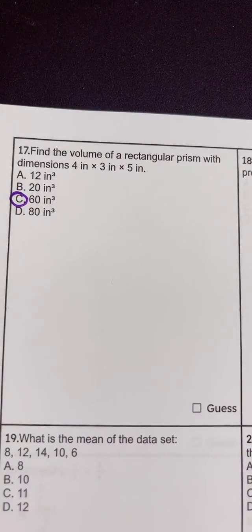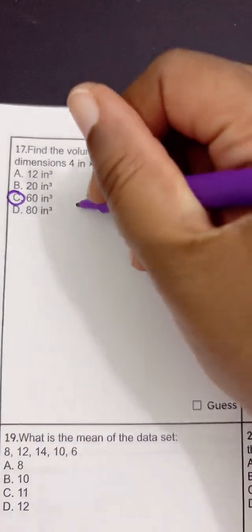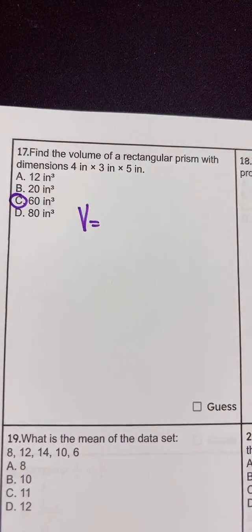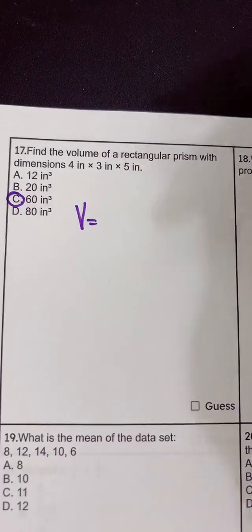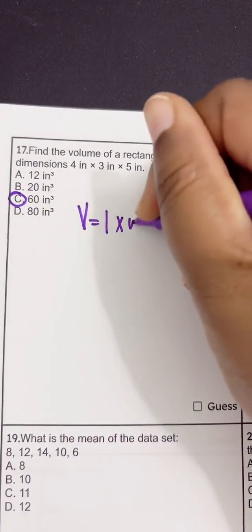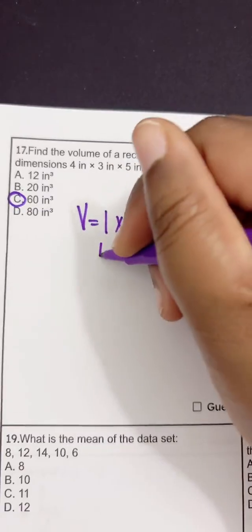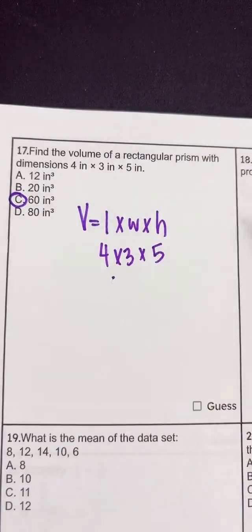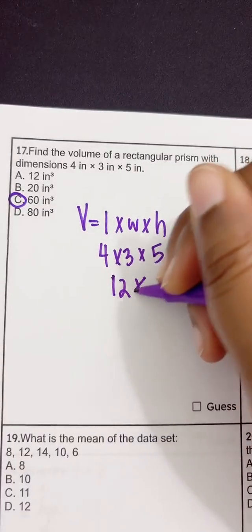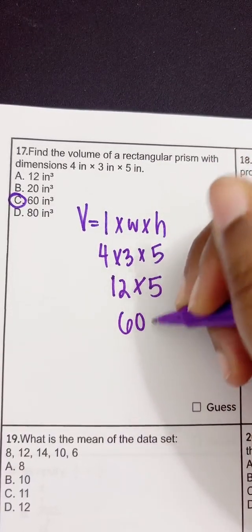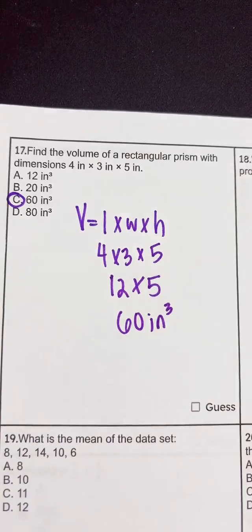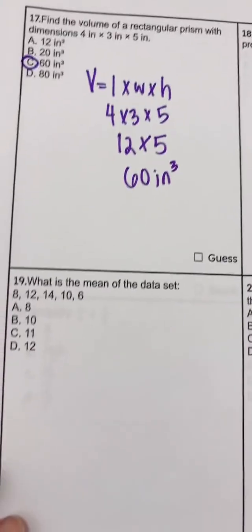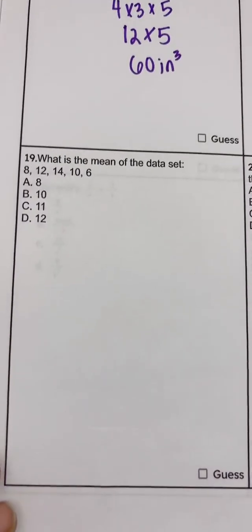60 C. Okay. Yes, remember, volume of a rectangular prism, all that means is a box. It's just a fancy word of saying box. And we do length times width times height. So 4 times 3 times 5. 12 times 5. Well, that's 60 all day long. Good, Latoya. Yes, that's it. Perfect. Okay.